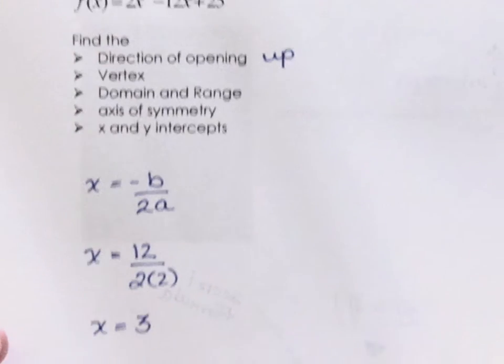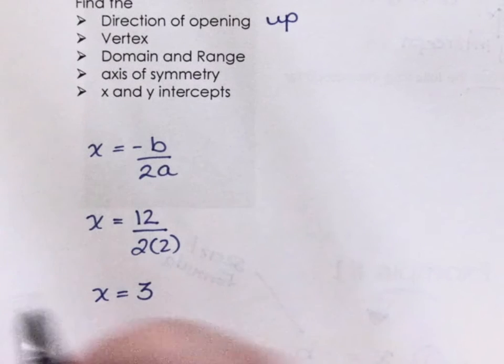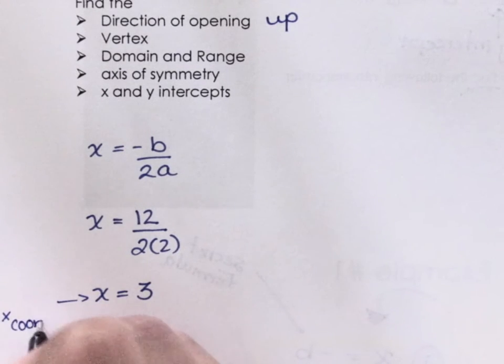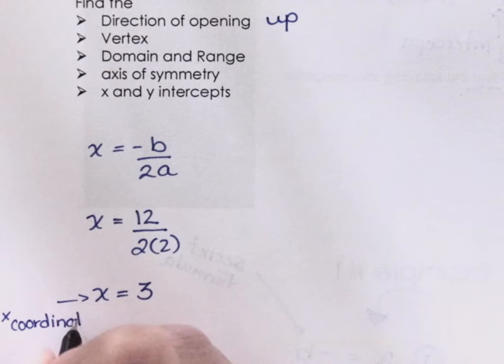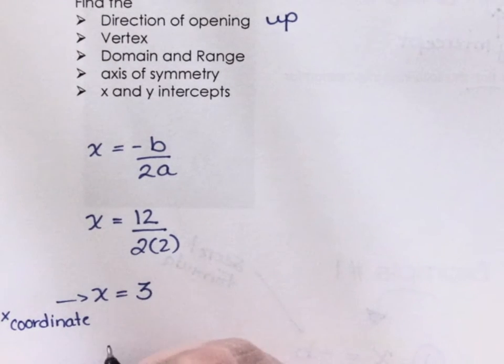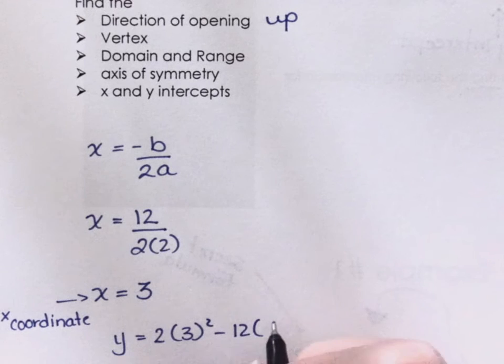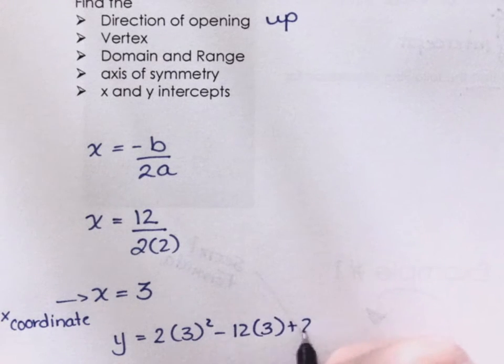So x is equal to 3. Now remember, that's the x coordinate. What's my next step? So now I've got to sub it back into the original. So I'm going to have y equals 2 times 3 squared minus 12 times 3 plus 25.